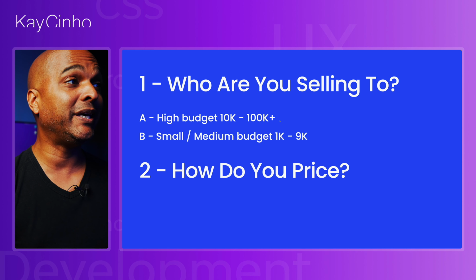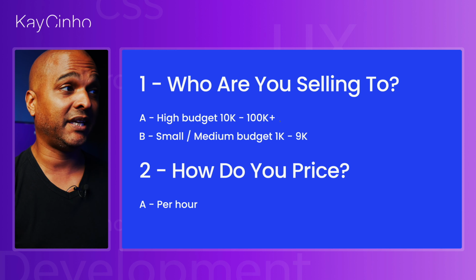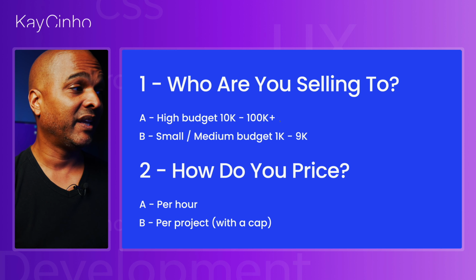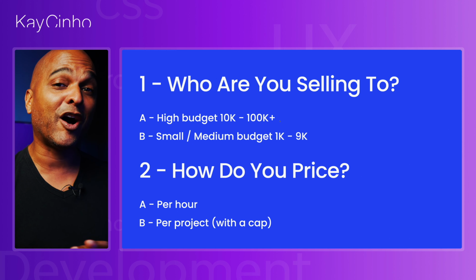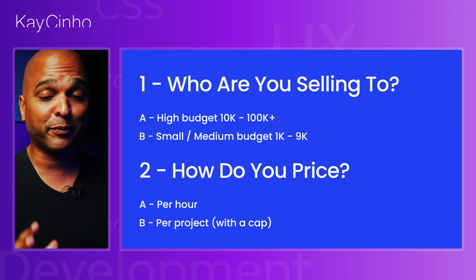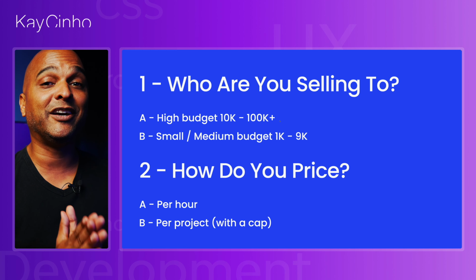And question number 2 is, how do you price your projects? A, per hour, or B, per project? And I wrote with a cap because in my case, I always put a cap of hours per project in order not to be taken advantage of. Now, some of the big dogs use value pricing, but most of us don't. So once again, I'm trying to keep things simple here.